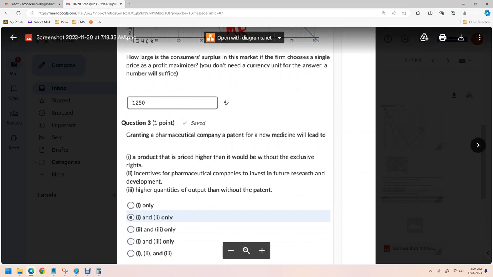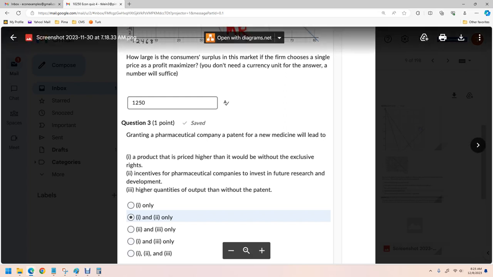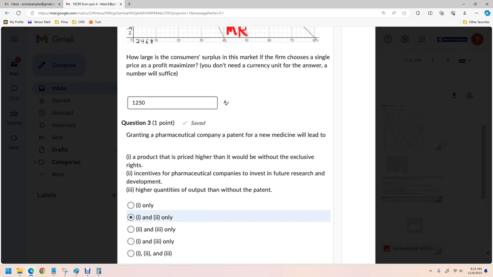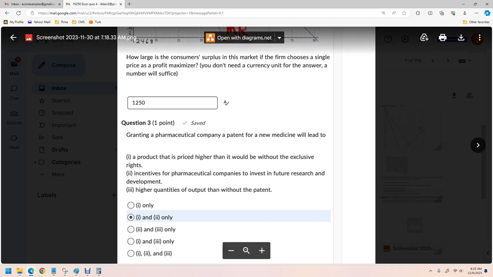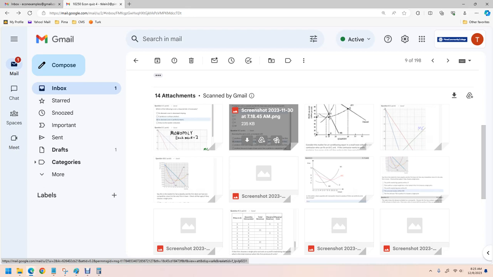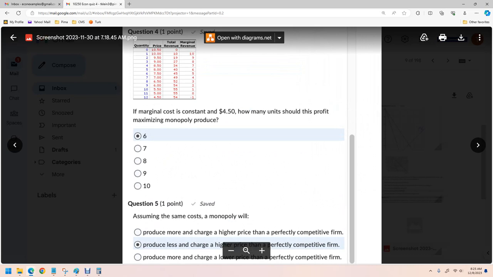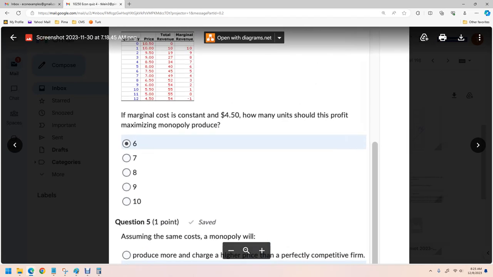Pharmaceutical company for a new medicine. If they get a patent, the product is priced higher than it would be. Yes. Incentives, yes. That's an incentive to make a new drug, and not higher quantities. So it's just those two answers. You're getting a lot of these right, so I don't know why we're talking about all these, I guess.